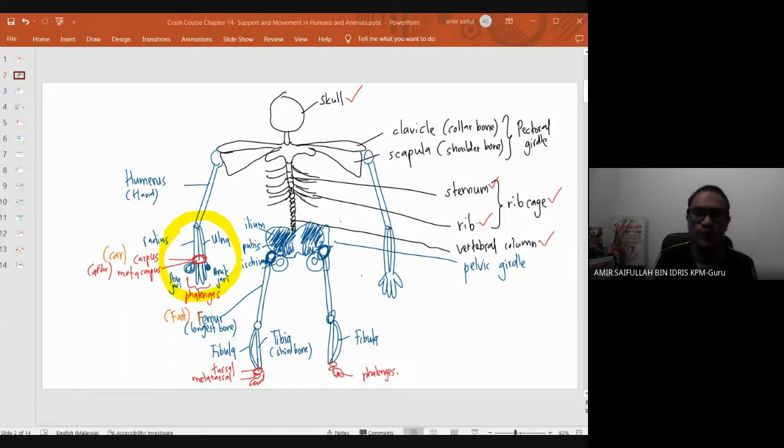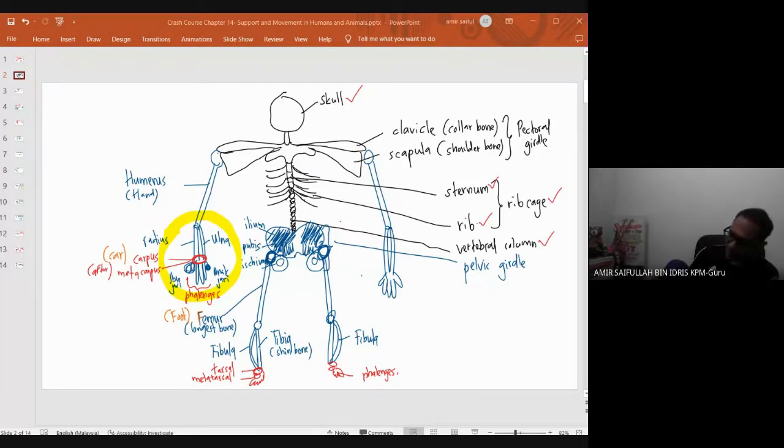Kepala lutut ialah patella. So next time kalau kamu nak marah orang, jangan guna kepala lutut mak bapak. Guna patella kau lah. Your patella lah. You can score in English so. Okay. Patella itu ialah kneecap. Your knee, this part.